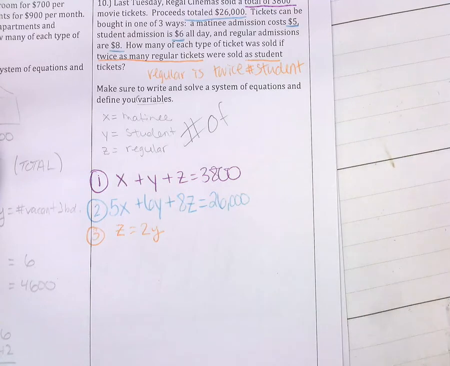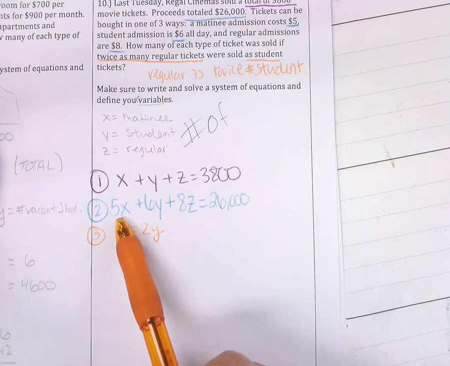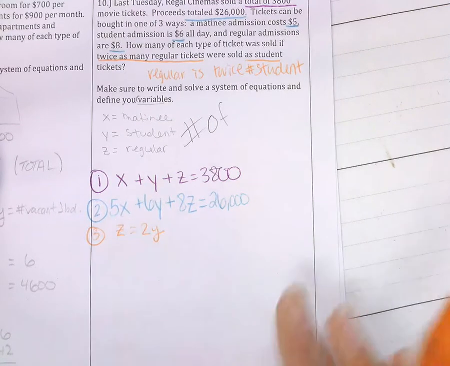What is the absolute largest number you should get for any variable here? 3,800. And what is the smallest? 0. So if you get anything other than that range, you're doing something wrong. Because remember, we only sold 3,800 tickets. So if you get 4,000 tickets, it's wrong. If you get negative 10 tickets, it's wrong. Be rational.